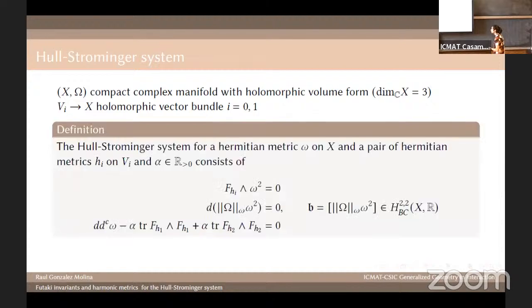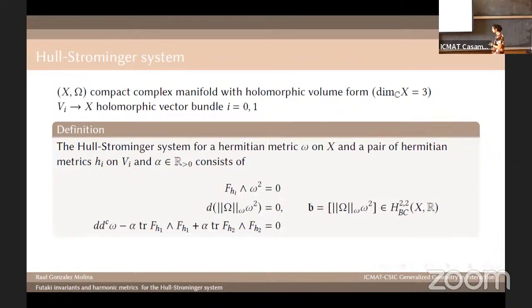Let me introduce what I understand as the Hull-Strominger system. This is a system that asks for a Hermitian metric on the manifold and a pair of Hermitian metrics on the bundles, and fixes a positive real constant. And then we ask for this set of equations to hold. Right away, you can see that the second equation is giving a balanced class, which I regard in Bott-Chern cohomology. And I stress that I will ask for both Hermitian metrics to be instantaneous.